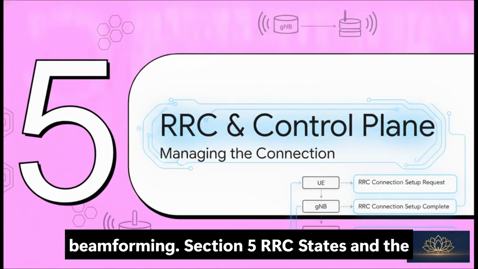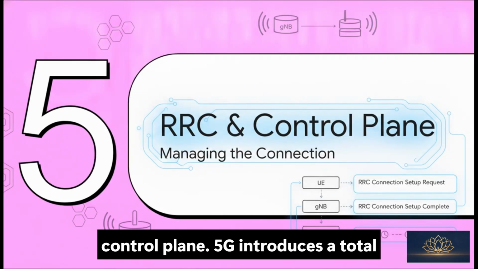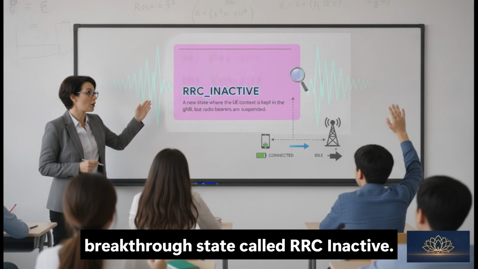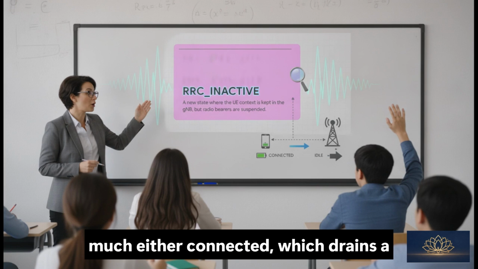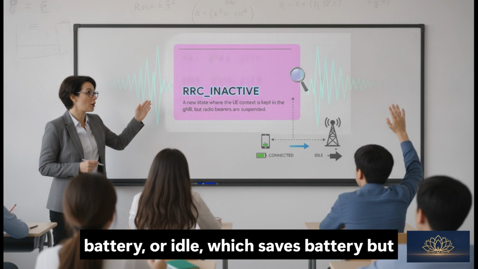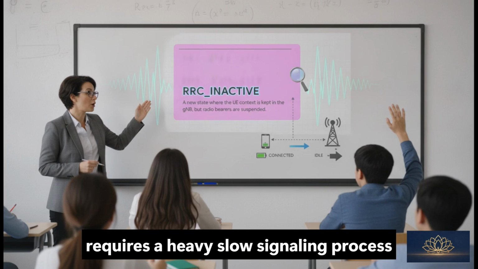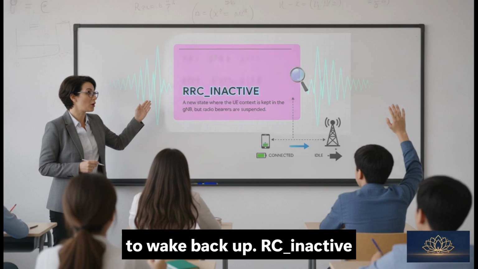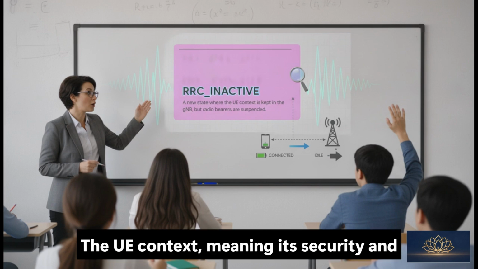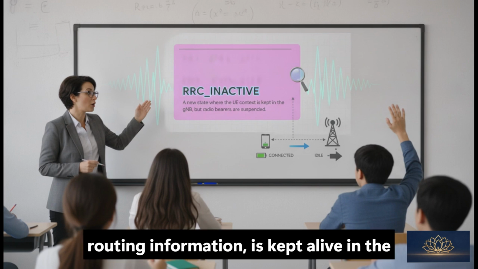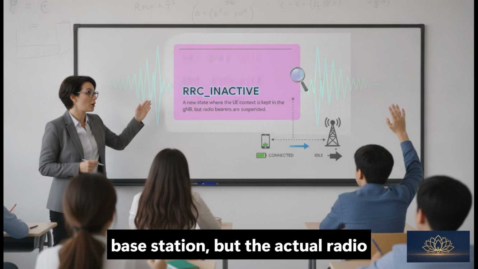Section 5. RRC states and the control plane. 5G introduces a total breakthrough state called RRC_inactive. In legacy 4G, a device was pretty much either connected, which drains a battery, or idle, which saves battery, but requires a heavy, slow signaling process to wake back up. RRC_inactive is a brilliant middle ground. The UE context, meaning its security and routing information, is kept alive in the base station, but the actual radio bearers over the air are suspended.